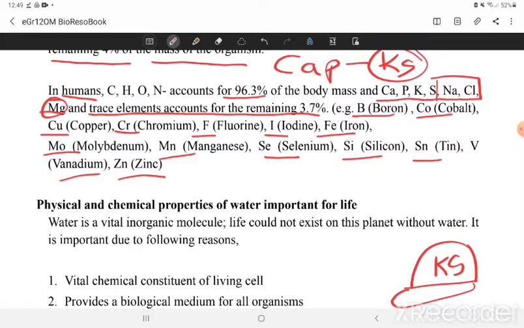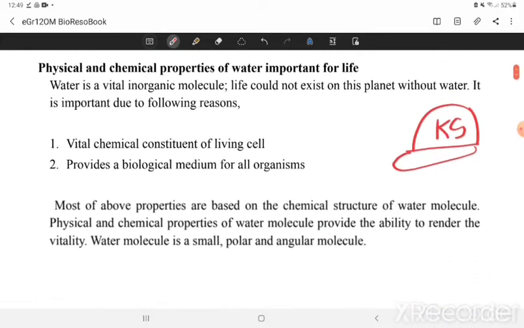Now, the next topic concentrates on the physical and chemical properties of water important for life. Water is a vital inorganic molecule. It's an inorganic molecule because water doesn't have carbon, but it has hydrogen. It doesn't have carbon, that's why it's inorganic.